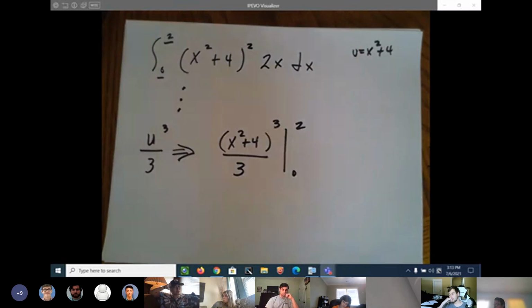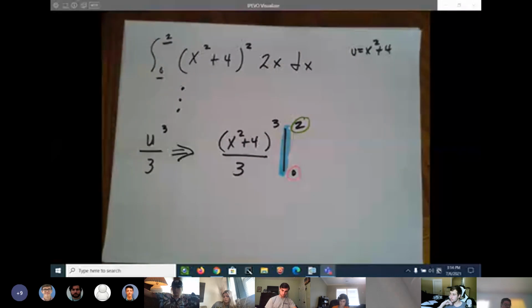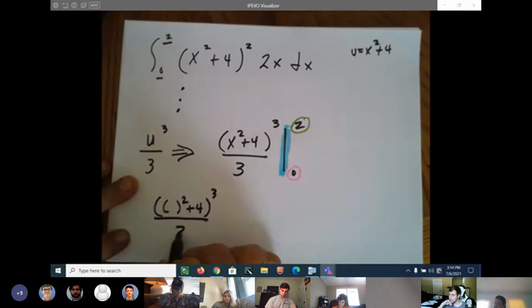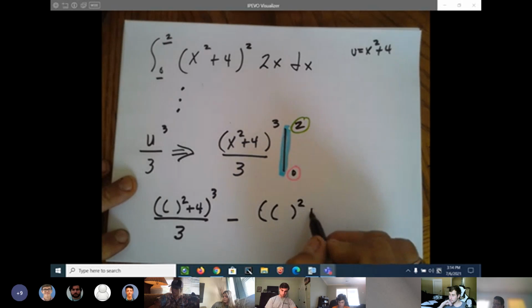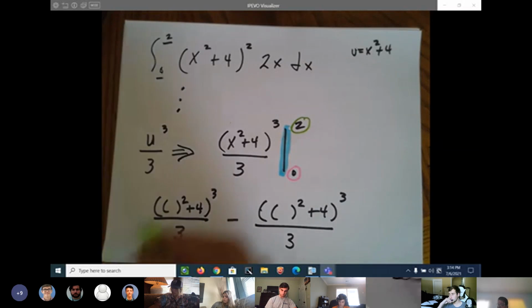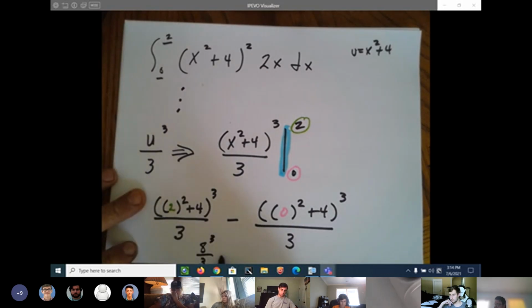So that means I have to plug and chug with subtraction, and this is going to be my big number, and this is going to be my small number. So (x squared plus 4) to the third power over 3, minus (x squared plus 4) to the third power over 3. And 2 goes right here, and 0 goes right here. And 2 squared is 4. 4 plus 4 is 8. 8 to the third over 3 minus 4 to the third over 3.